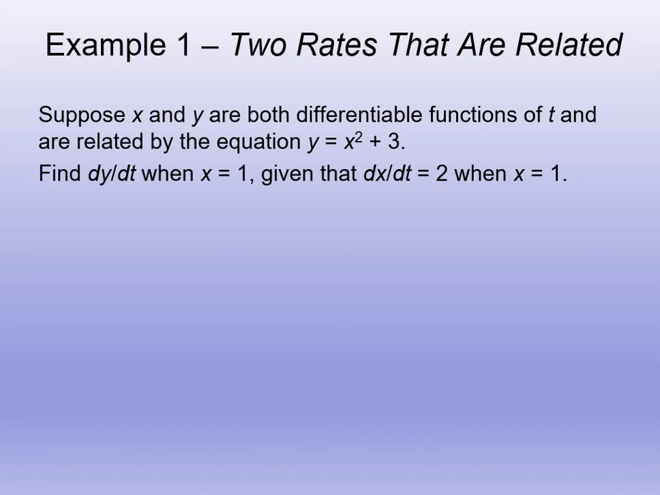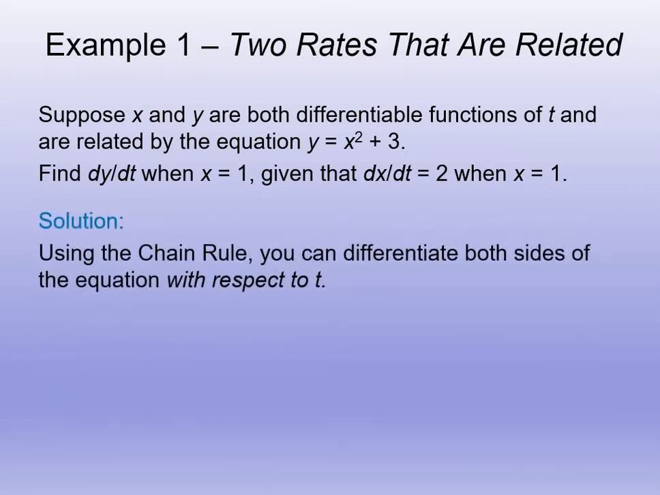So we've received some very important information here. We know the rate dx/dt is 2, but we don't know dy/dt, that's what we're looking for, and we're given an initial condition of x equals 1. All right, let's get started. We want to implicitly differentiate y equals x squared plus 3, using the chain rule, and we're going to take everything with respect to time.